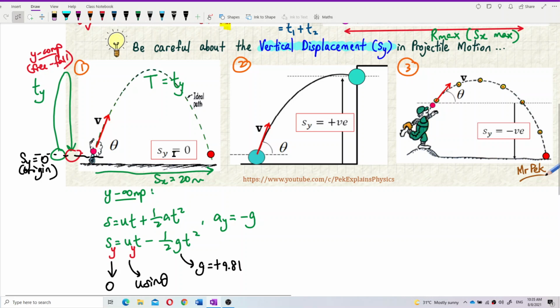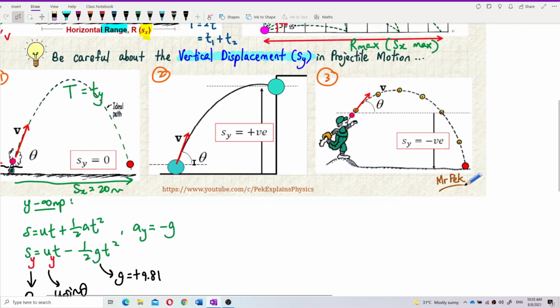Now, for the second example, the ball goes up and hits a building. Maybe this is like a basketball, thrown up and then falling into a net. For this case, the ball didn't return to the ground. It goes up to the net or goes up to the building. In this one, the y displacement is positive.